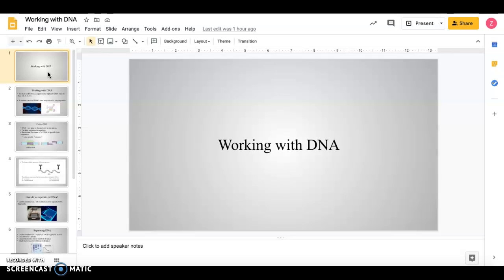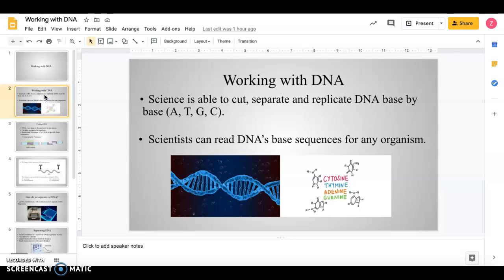So let's begin working with DNA. In science, we're now able to cut, separate, and replicate DNA base by base. Remember, our bases are A, T, G, and C. A binds with T, and G binds with C, and vice versa. Now scientists are able to read DNA's base sequences for any organism.